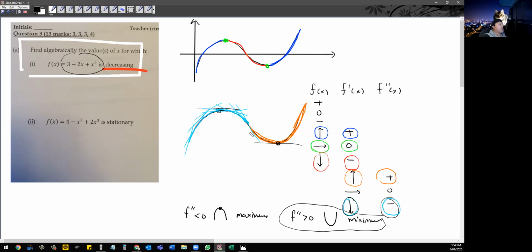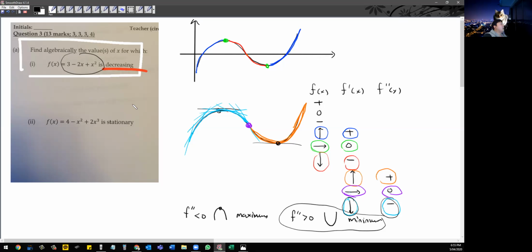There's a maximum there. And obviously, what color do I have left? That one there is the inflection point. So if the second derivative is 0, that's the meeting point of the concave down and concave up. So I think you already know these things.